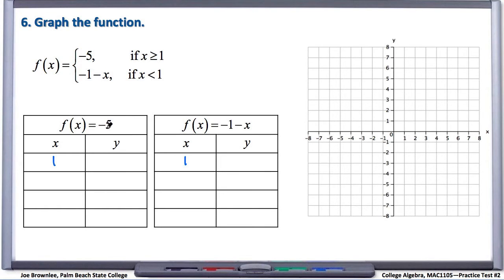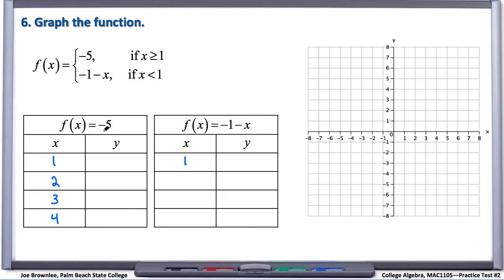So f of x equals -5. The domain restriction for this piece is x is greater than or equal to 1. So what are some numbers greater than 1? Well, 2, 3, 4. And let's find the corresponding y values for each of these x's. We want to find f of 1. So we're going to take 1, plug it in, and see what happens.